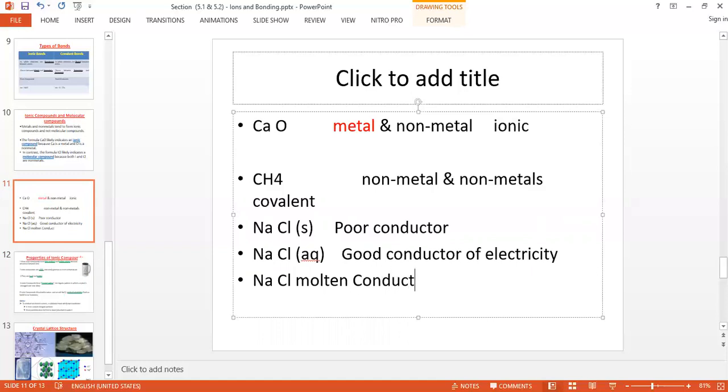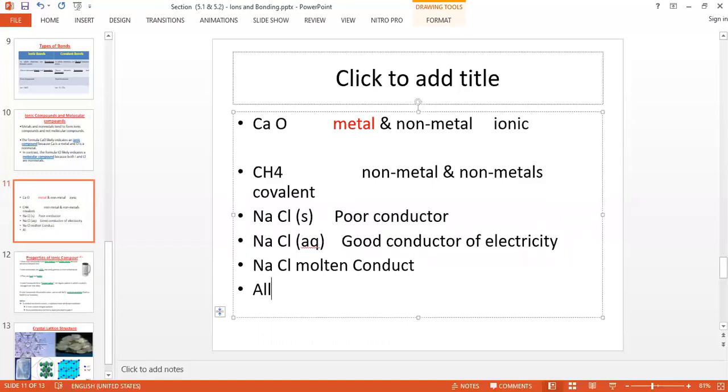Very important questions come on this part. If there is a solid ionic compound, it will not conduct electricity. If it is aqueous or molten, it will conduct electricity. What about covalent compounds? You can say that all covalent compounds in all their states are poor conductors of electricity.